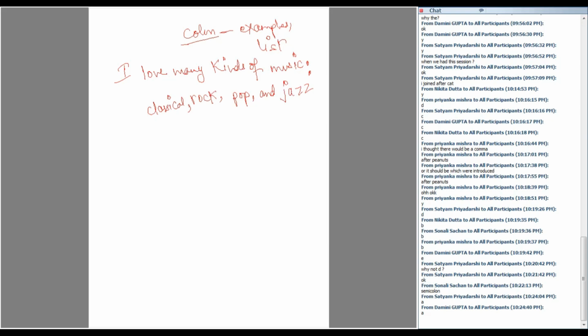Now, see, I love many kinds of music, then there's a colon there. Classical, rock, pop, and jazz. Now, if I just take this and try to form a complete sentence, will this make sense? No, it is incomplete. It cannot stand alone as a sentence, right? So this is incomplete, whereas the first part is complete. I love many kinds of music. If I take this as a standalone sentence, this will make sense, right? So this is how you use a colon.